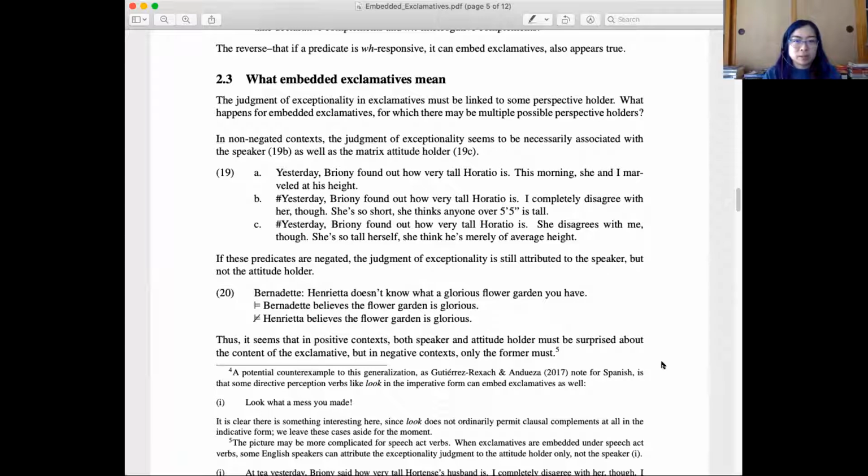So it seems that in positive contexts, both the speaker and the attitude holder must be surprised about the content of the exclamative, but in negative contexts, only the former must.